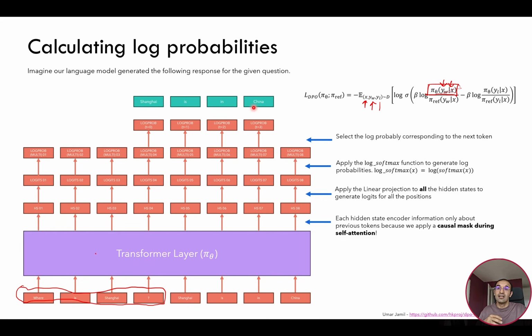And then we can sum them up. Why do we need to sum them up? Because they are log probabilities. Usually if they are probabilities we multiply them, but because they are log probabilities we sum them up, because the logarithm transforms products into summations.